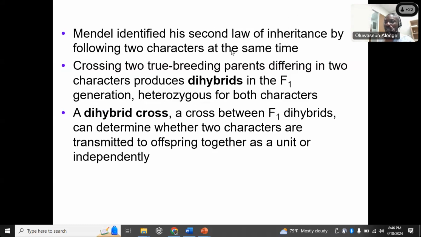Mendel then identified the second law of inheritance by following two characters at the same time. Take note of that. So instead of just saying color now, Mendel blended color and shape together. So you can say purple and round, tall and slender. Those are two different traits. Looking at it together, that will be dihybrid. So crossbreeding two true breeding parents differing in two characters produces dihybrids in the F1 generation, heterozygous for both characters. A dihybrid cross is a cross between F1 dihybrids, and it can determine whether two characters are transmitted to offspring together as a unit or independently. That's what we want to look at.